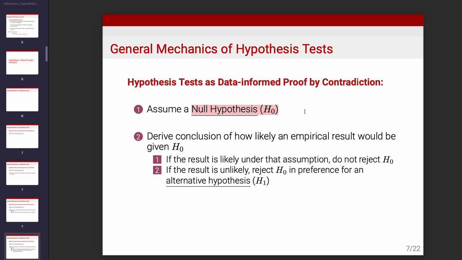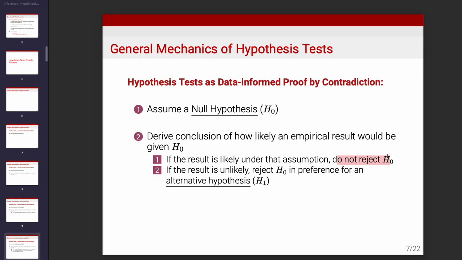We're just going to fail to reject it. So my null hypothesis might be that my regression coefficient is equal to 0. That might be my null hypothesis. And if the results of my experiment are likely under that null hypothesis assumption that the coefficient is 0, then what we're going to say is we do not reject the null hypothesis.